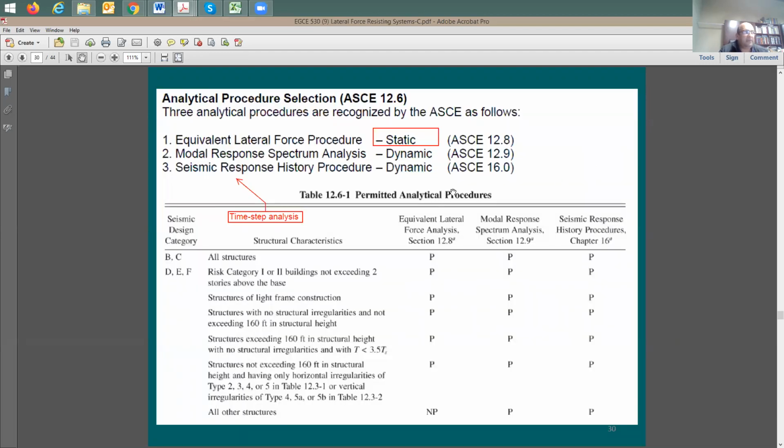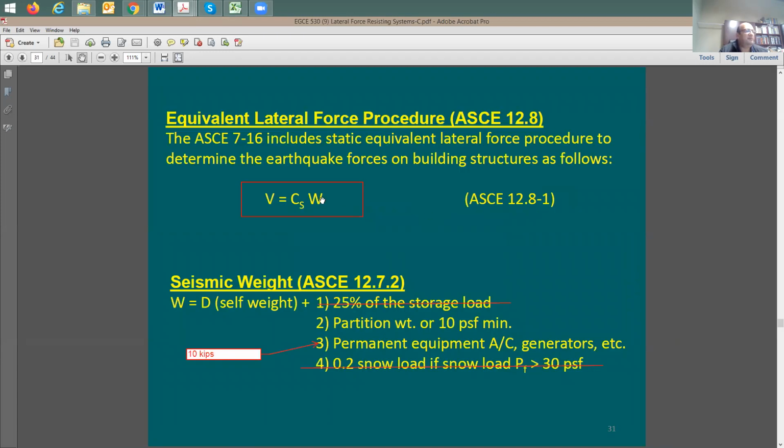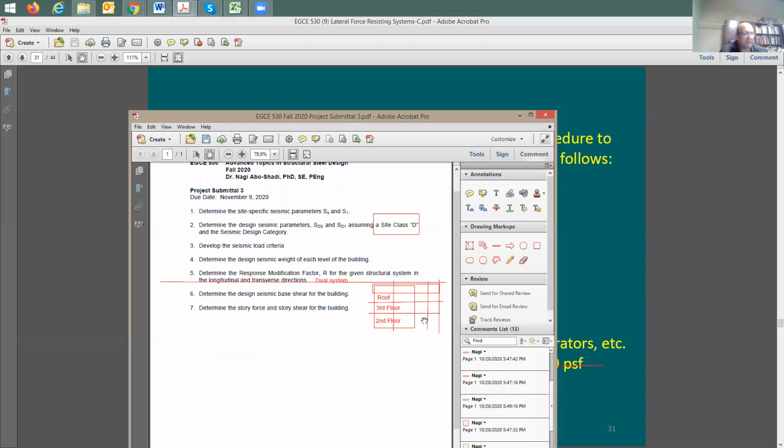Now we said that we're going to be using the static method, and the static method means what? It means this method here. It's going to be called the static method. In the static method, your total base shear is the total seismic force acting on the building. It's going to be equal to the coefficient that you're working on multiplied by the total weight of the building. Meaning, in your project, in this table, you're going to do the weight. You see here, this is going to be W.